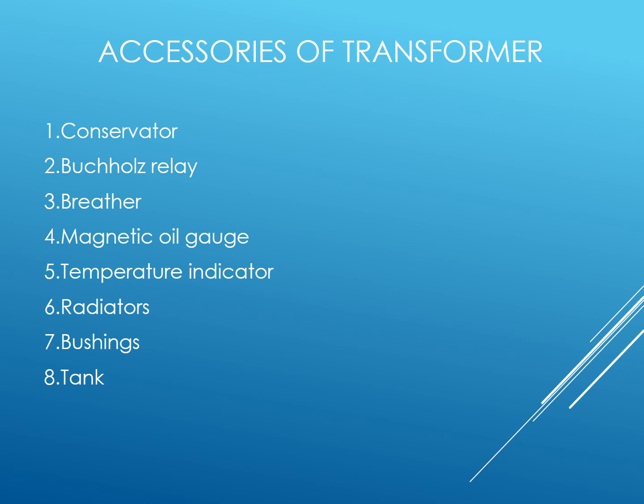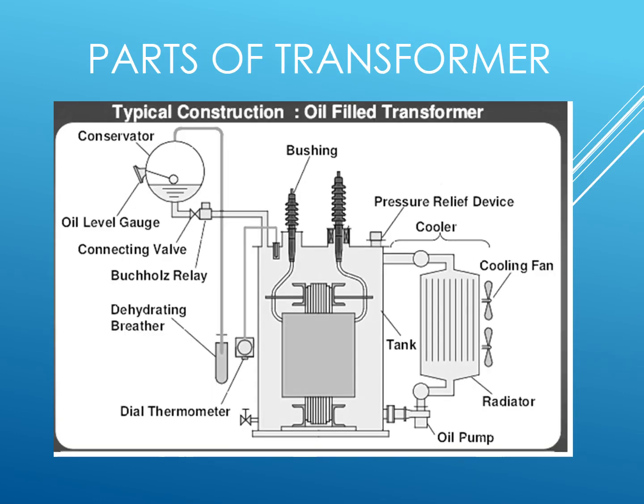These are a must for the proper functioning of the high voltage transformer. It consists of main parts like winding and core and all the accessories like conservator, oil level gauge, connecting valve, Buchholz relay, breather, thermometer, pressure relief device, cooling arrangement, and the protective tank, everything.